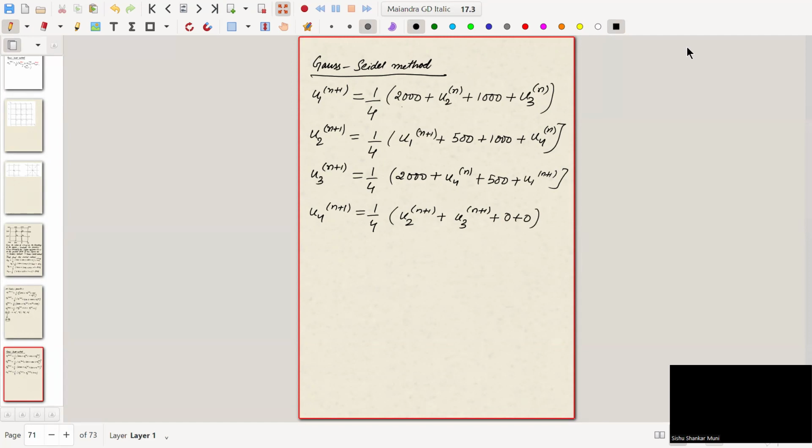Now what you will do? You know the initial guess. Now you will put n equal to 0 and try to solve for U11, U21, U41. Solve it and let me know what's the value.